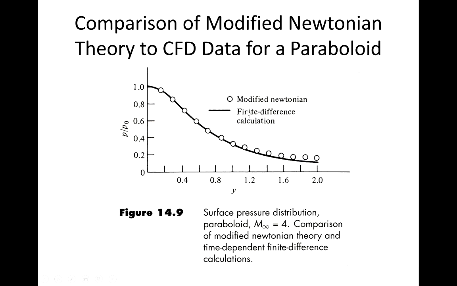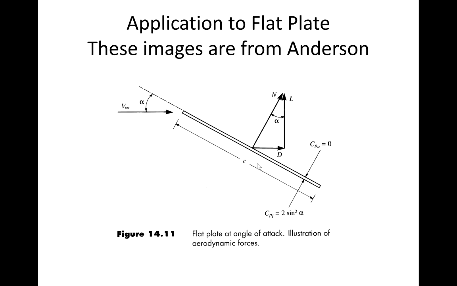This is from the CFD. It agrees quite well. So modified Newtonian theory is often used for blunt bodies in re-entry. We are now going to apply Newtonian theory to a flat plate. This is from a book by Anderson, Subsonic Aerodynamics, from chapter 14.